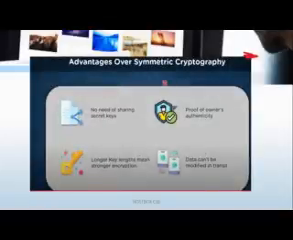Why do you prefer it, comparing the advantages over symmetric cryptography? Because there is no need of sharing secret keys, and it gives proof of the owner's authenticity. That means a third party can't do anything without knowing the private key, even with the help of the public key. Longer key lengths mean stronger encryption, always stronger encryption for data security. And data cannot be modified in transit: whatever data is sent by the sender, the receiver receives the same data, with a 100% guarantee.